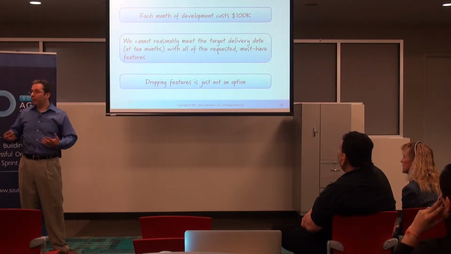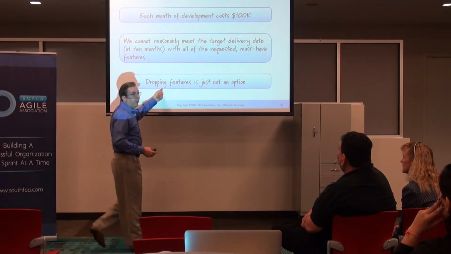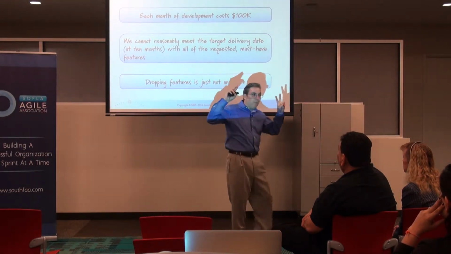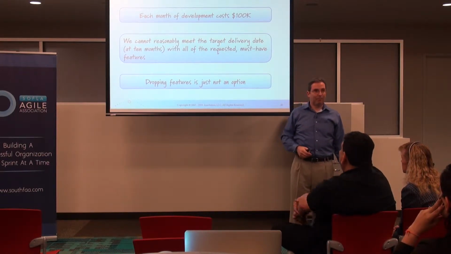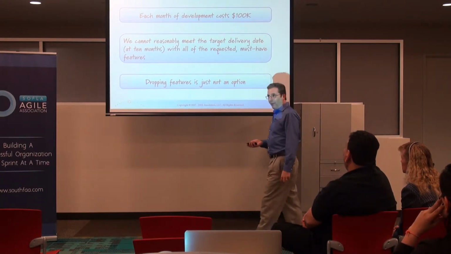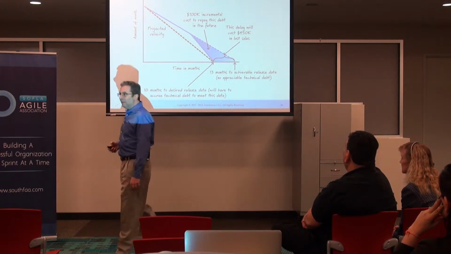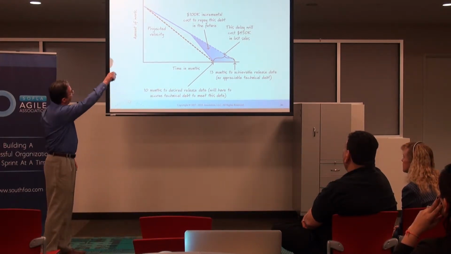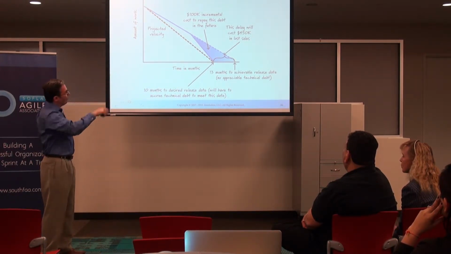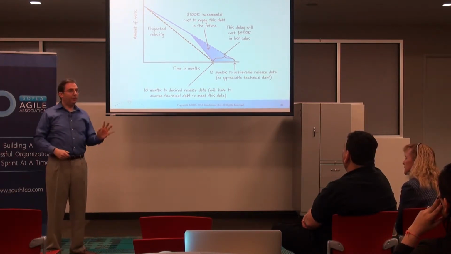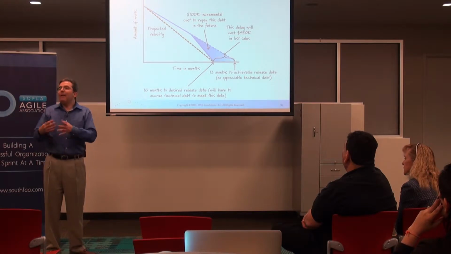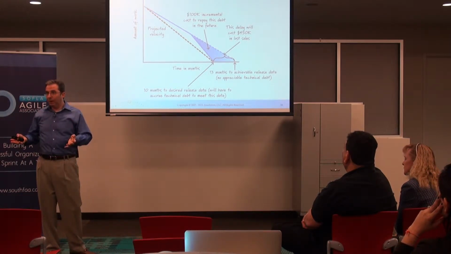We, the technical people, believe it's just not possible to do that. And by the way, dropping must-have features, if they are must-have features, by definition, they cannot be dropped. Right? Okay, so that's our scenario. Let's lay this out for a moment. There's our projected velocity. This is our actual velocity. By our actual velocity, we're going to need 13 months to get it done. And have minimal technical debt at 13 months.